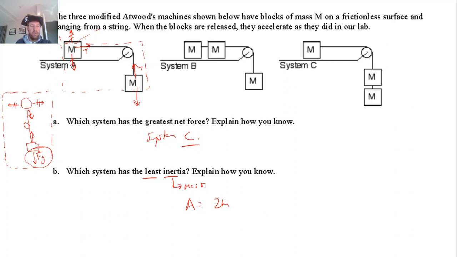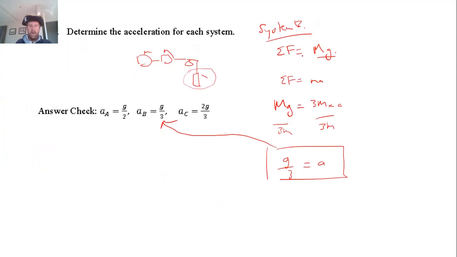When I redrew this like that, in this case there's only one hanging, so that's why it's mg. If there was two hanging, like in system C, my total force is going to be equal to 2mg. And then I go through the same process. I know my net force is equal to ma. This m here is the mass of the whole system, and if you've got 3 blocks, that's why it became 3m.